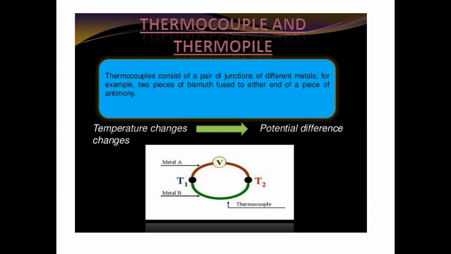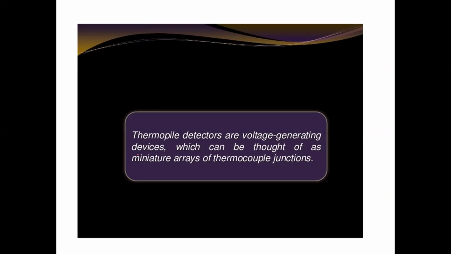Next we will talk about the thermocouple and thermopile, okay. A thermocouple consists of a pair of junctions of different metals, for example two pieces of bismuth fused to either end of a piece of antimony, okay. In a thermopile, temperature changes create a potential difference. So this is T1 and this is T2. When temperature changes occur in the thermocouple, you can see the potential difference, okay. Thermocouple detectors are voltage generating devices, which can be mounted as miniature arrays of thermocouple junctions, okay.